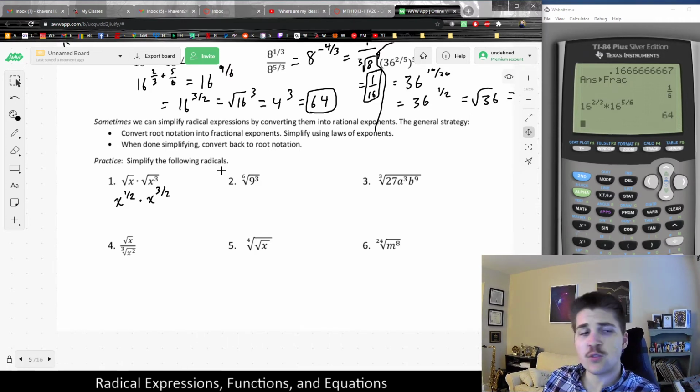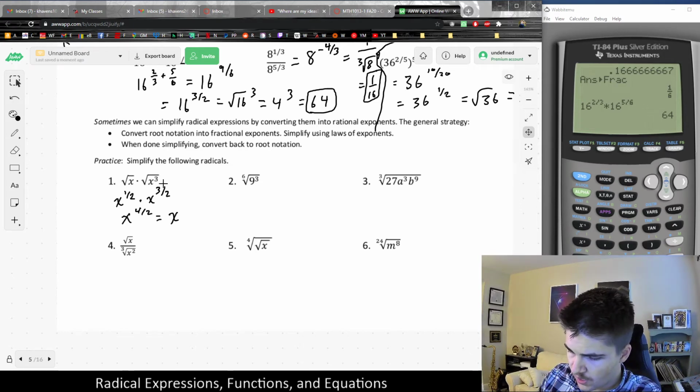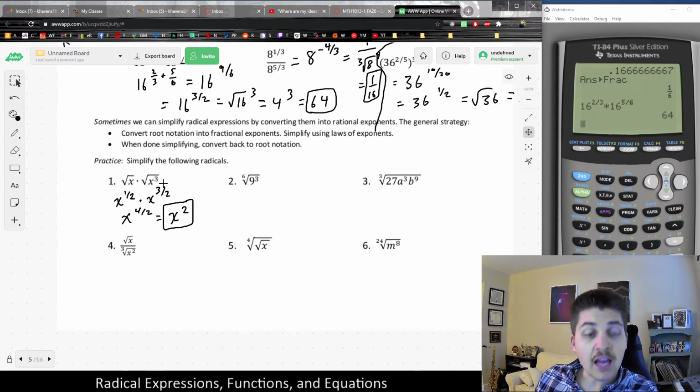Now that they're in their fractional form, I can apply the rules of exponents, which means that these would add together. So this would give me x to the 4/2 power, which is, of course, x squared. And also, technically, since it's a square root, it should be an absolute value, but since it ends up being squared, it will be positive anyways, so I don't actually need the absolute value.